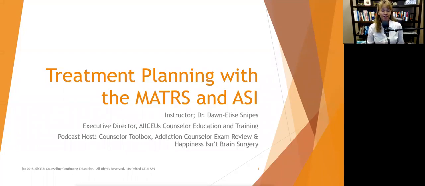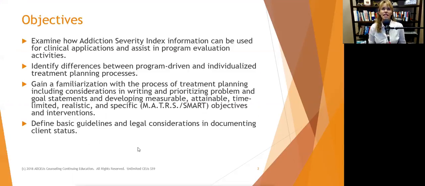I'd like to welcome everybody to today's presentation on treatment planning with the MATRS and ASI. Now, MATRS is a different organization of the letters for the acronym SMART. What we're talking about are SMART goals, and the ASI is the Addiction Severity Index. So we're going to talk about how to use that instrument to guide treatment planning. We'll examine how the Addiction Severity Index information can be used for clinical applications and assist in program evaluation activities.